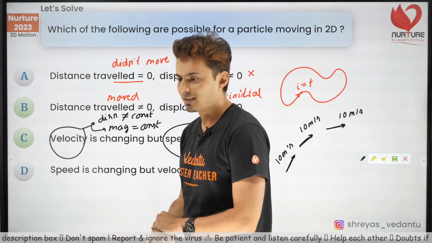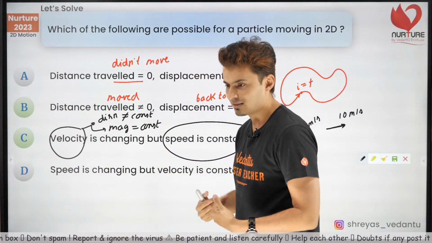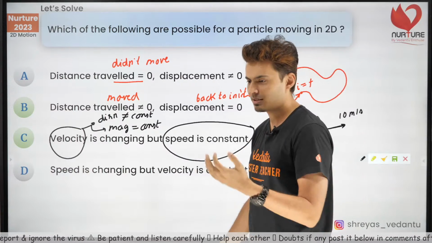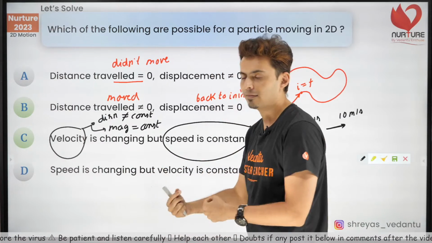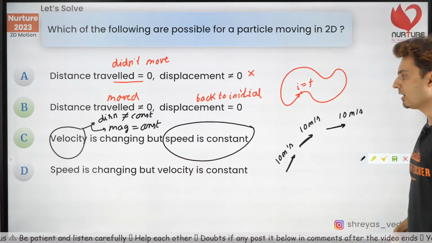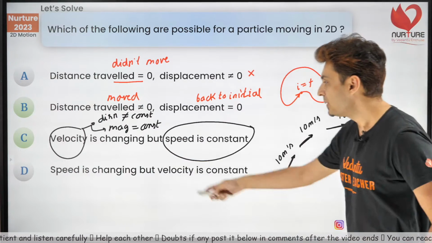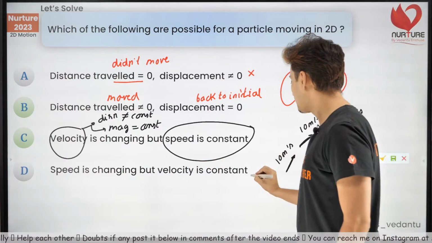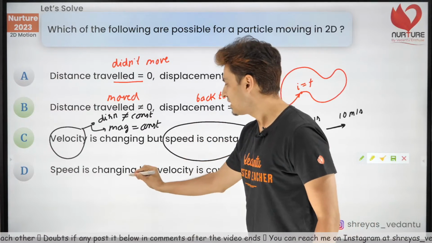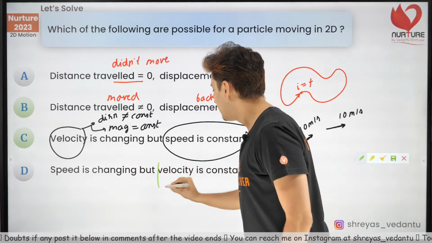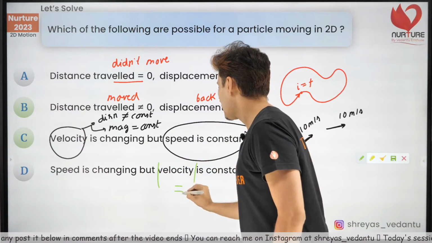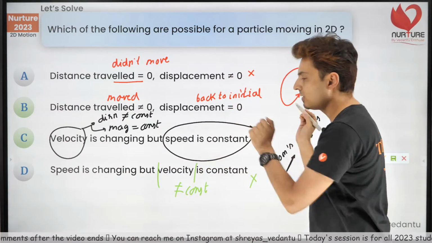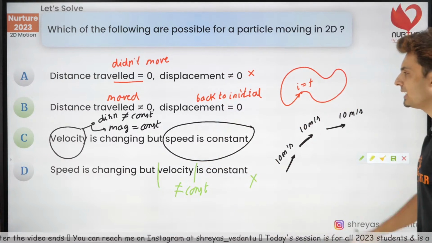Yes, if it starts moving and comes back to the same point, the displacement is 0. Harshit, you probably missed a few minutes. Even in a live class, you can go a little bit behind and catch up at 2x speed. Speed is changing, velocity is constant. This is never possible. Remember, if speed changes, obviously the magnitude of the velocity will not be constant, and therefore velocity itself will not be constant. Hence, only B and C are correct.